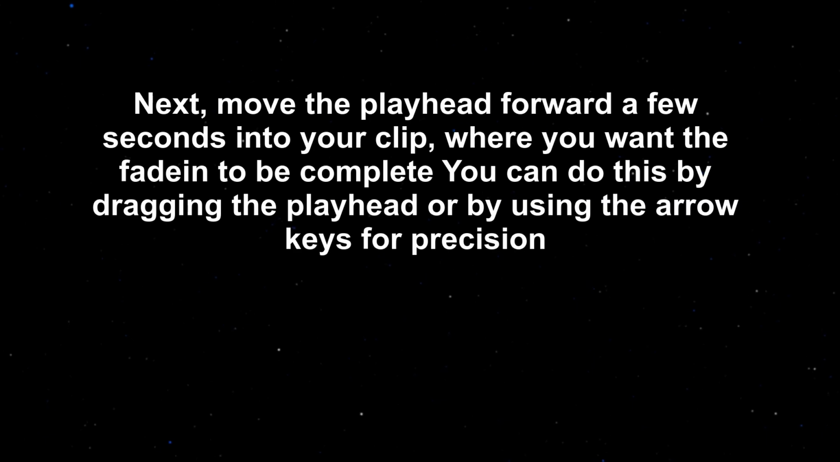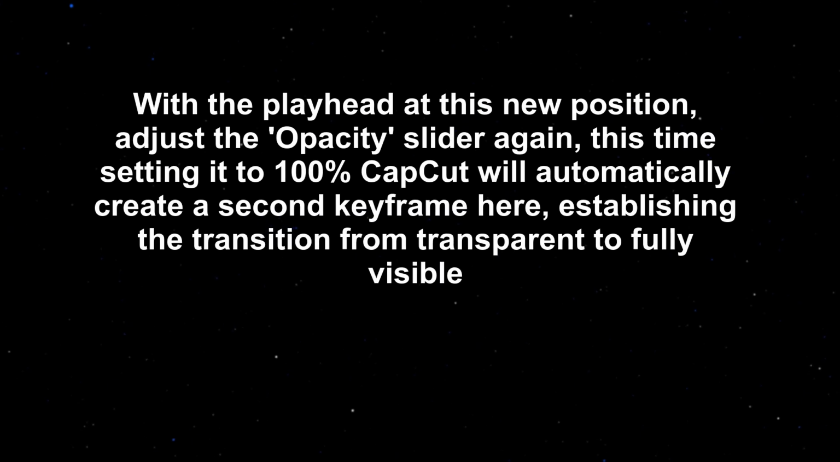Next, move the playhead forward a few seconds into your clip, where you want the fade-in to be complete. You can do this by dragging the playhead or by using the arrow keys for precision. With the playhead at this new position, adjust the opacity slider again. This time setting it to 100%. CapCut will automatically create a second keyframe here, establishing the transition from transparent to fully visible.